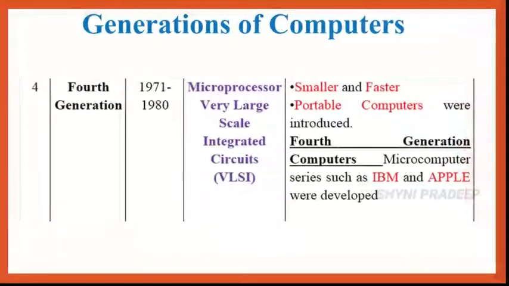Okay. And fourth generation, its period is 1971 to 1980. The main component used in fourth generation: microprocessor, which means very large scale integrated circuit, VLSI. Okay. Its merits and demerits are: it is very small and faster when compared to previous generation computers, and portable computers were introduced in fourth generation. Some examples for fourth generation computers are microcomputers such as IBM and Apple.